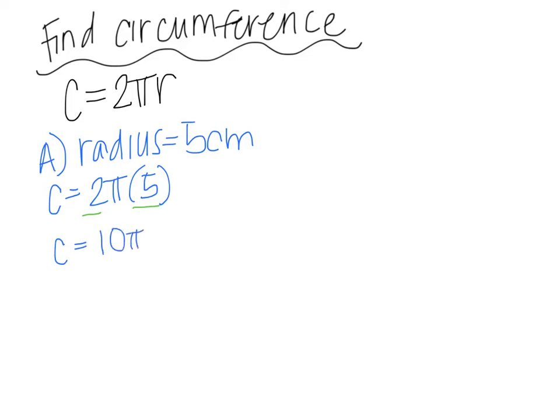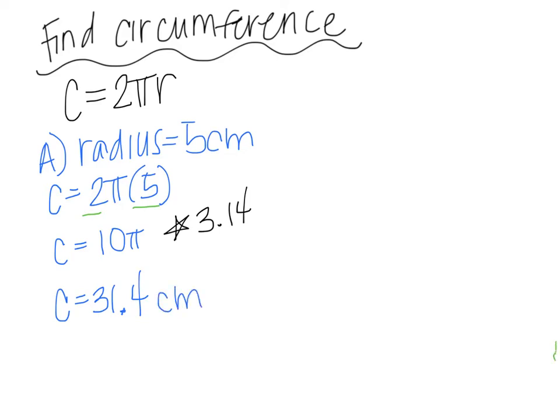Now every time that you see pi, we're just going to use 3.14. So in your calculator, you're going to do 3.14 times 10. So the circumference of this circle would be 31.4. Now we cannot forget our units, so we have to include centimeters.